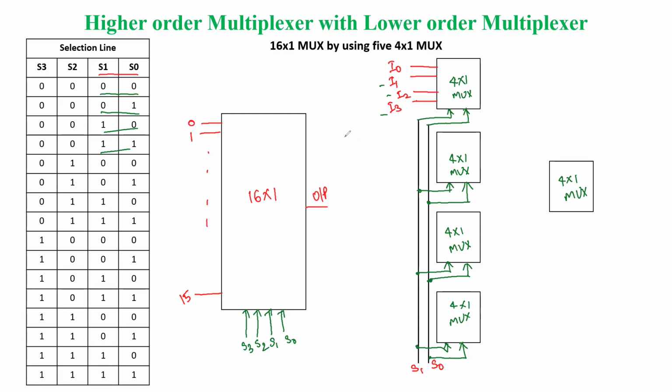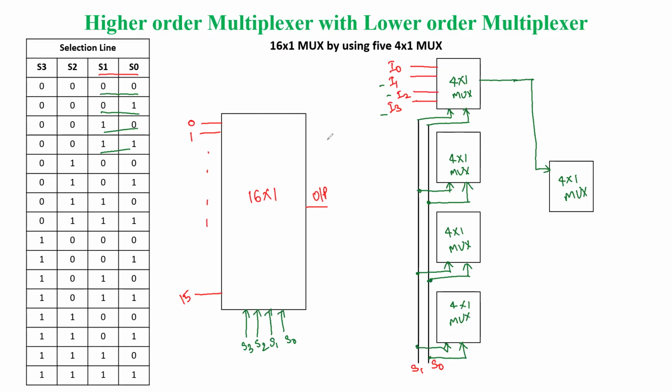Now, what will be the output here and what will be the input for the next multiplexer? Here we'll have one output since it is a 4x1 multiplexer, and that output is connected to the fifth multiplexer.